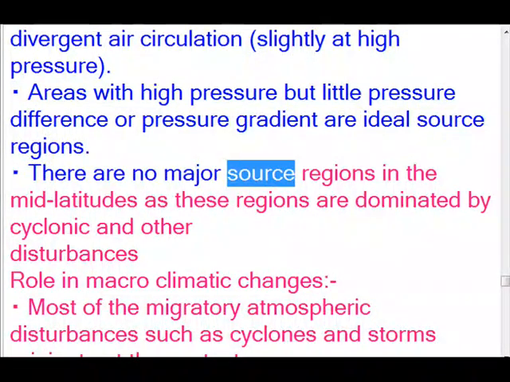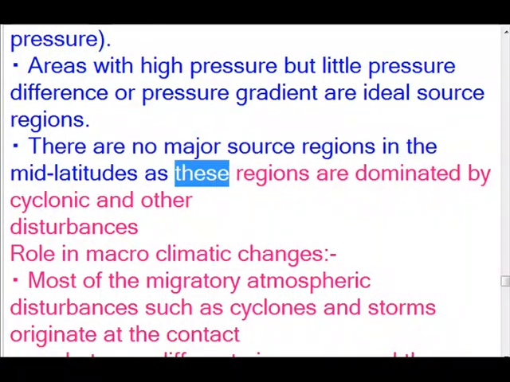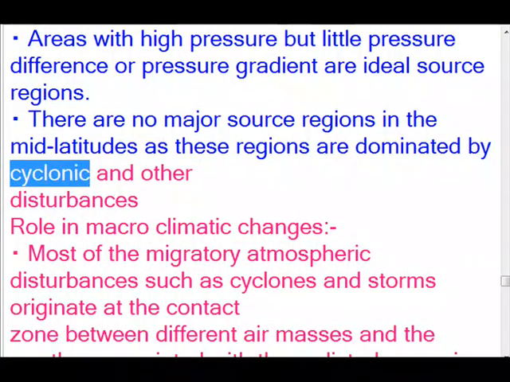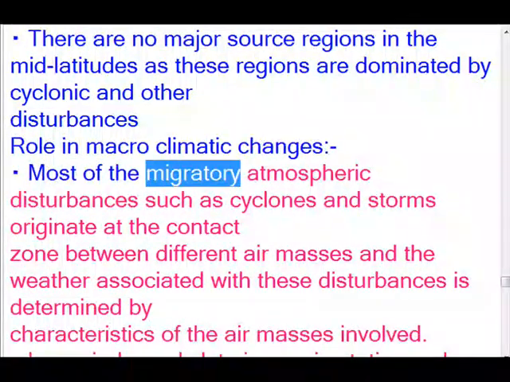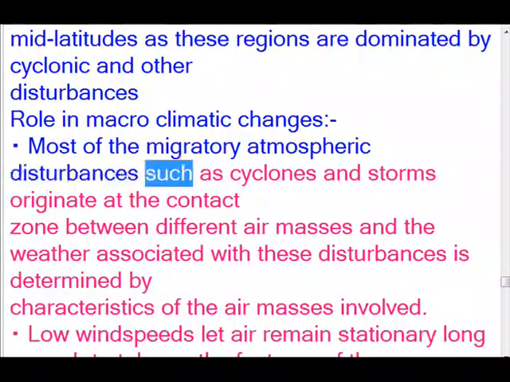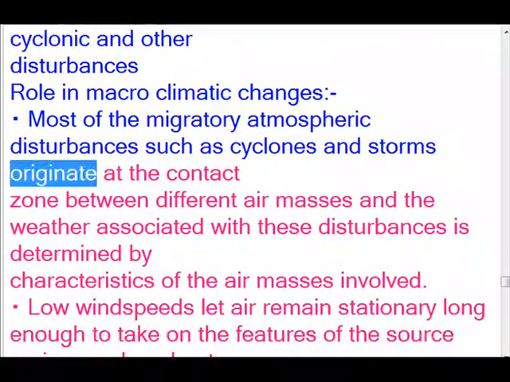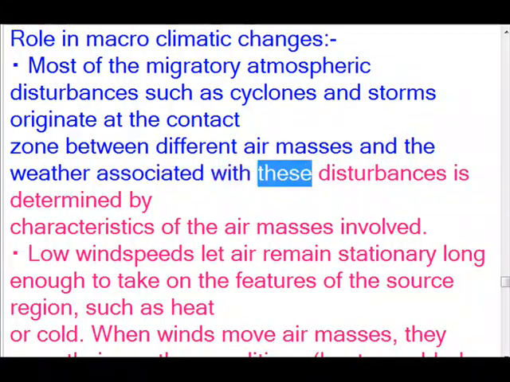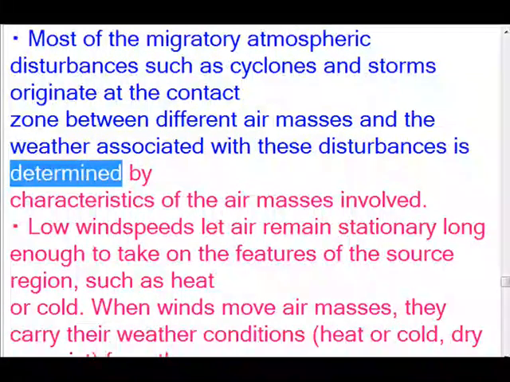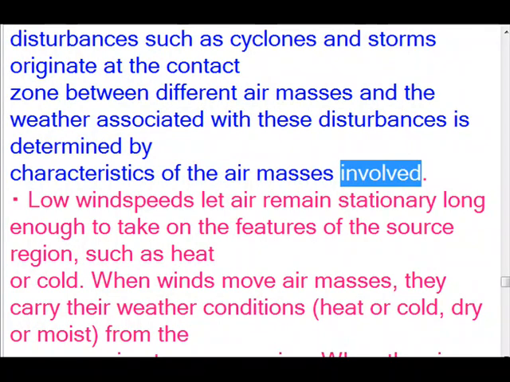There are no major source regions in the mid-latitudes, as these regions are dominated by cyclonic and other disturbances rolled in macroclimatic changes. Most of the migratory atmospheric disturbances such as cyclones and storms originate at the contact zone between different air masses, and the weather associated with these disturbances is determined by characteristics of the air masses involved.